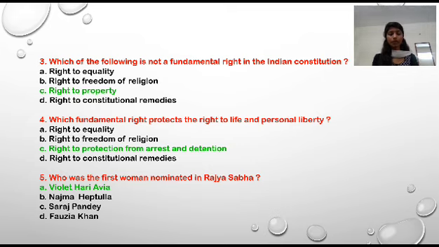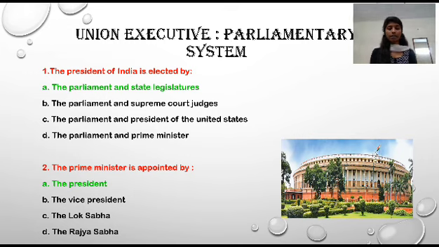And the fifth question is, who was the first woman nominated to the Rajya Sabha? Options are Violet Alva, Najma Heptulla, Saroj Pandey, Fauzia Khan. Violet Alva is the first woman who was nominated to the Rajya Sabha. And the next topic is Union Executive, that is the parliamentary system. The President of India is elected by. The options are the Parliament and state legislatures, the Parliament and Supreme Court judges, the Parliament and President of the United States, and the last option is the Parliament and Prime Minister.